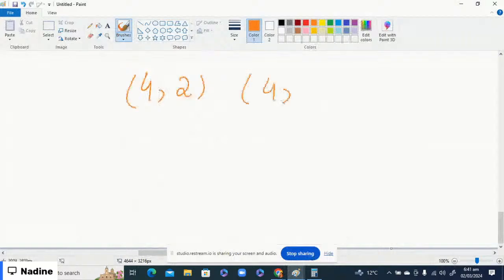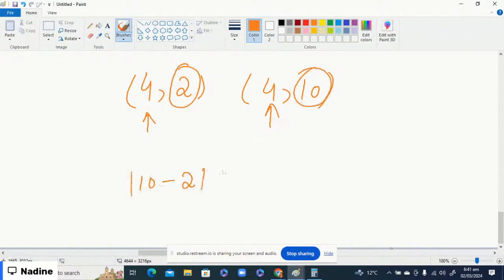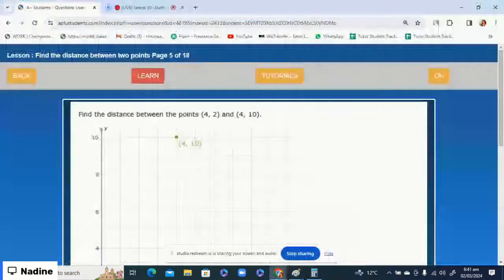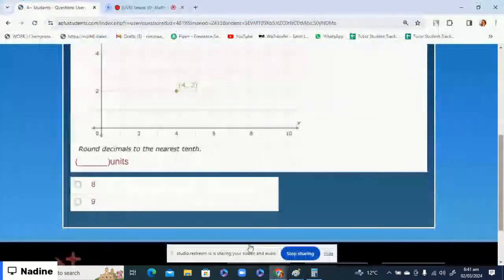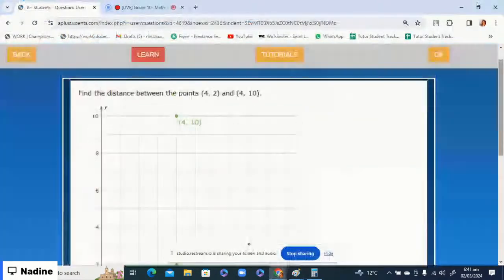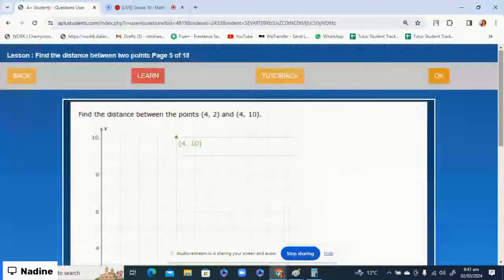Look at their x coordinates. These are 0. So that's why we are not choosing the x coordinates. We are choosing the vertical line, which means involving the y coordinates. So it's 10 minus 2, absolute value, that is 8, answer 8. Let's check, is there any answer 8 here? Yes, it's that one. Then we are going to click that.